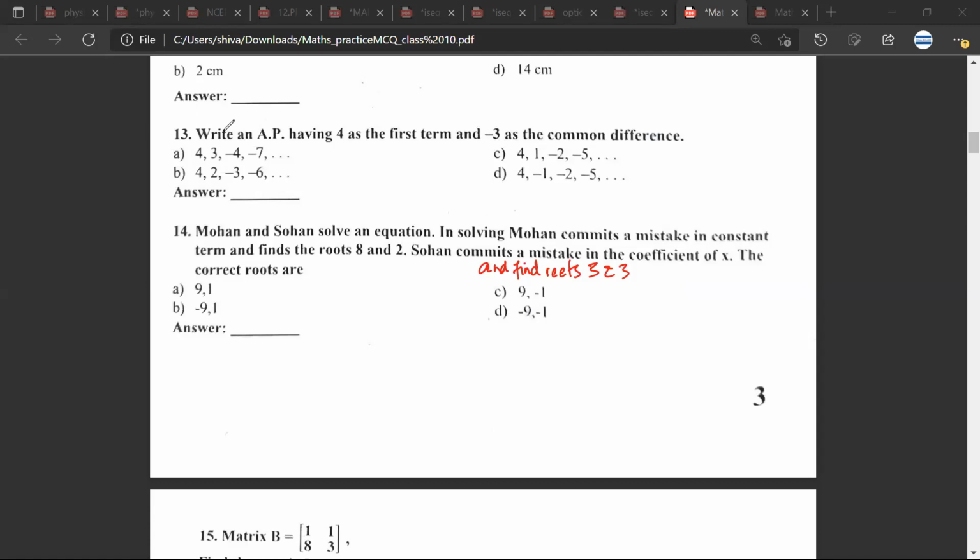So question number 13, write an AP having 4 as a first term and minus 3 as a common difference. So what would be the right answer? I'm having 4 as first term, so A would be 4. Difference would be minus 3. So the correct answer would be C. So 4, I subtract 3, I subtract 3, I subtract 3. Therefore, C would be the right answer. Any doubt?